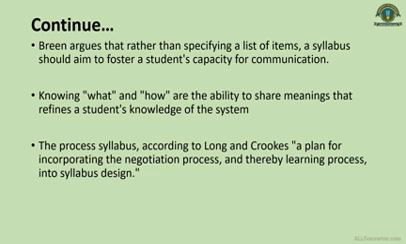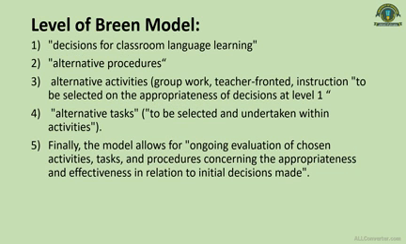The process labels, according to Long and Krog, at its most fundamental, is a plan for incorporating a negotiation process and thereby learning process into syllabus design. So these are the main points or main characteristics about process syllabus. So next we discuss the level of brain model.